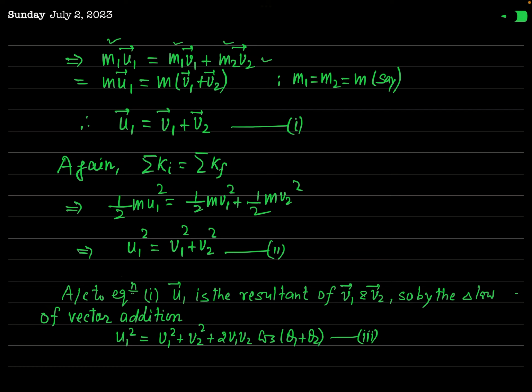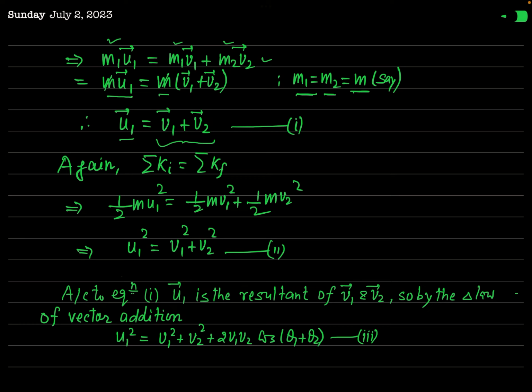But as in our problem it has been mentioned that the masses of the two particles are equal, you can say that m1 is equal to m2, and we have considered that both are equal to m. So instead of m1 and m2, now write m: this is m u1, and in the RHS we will take m as a common factor. So m u1 equals m times v1 plus v2. Now these two m will cancel out, and your result is u1 equal to v1 plus v2.